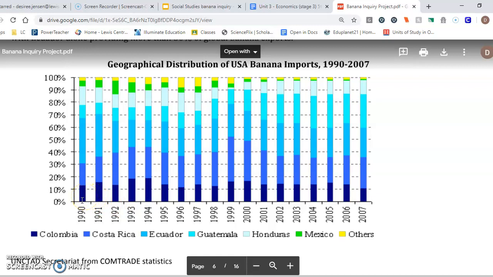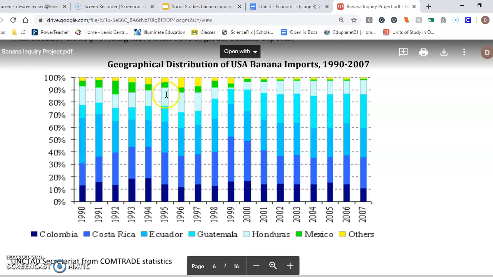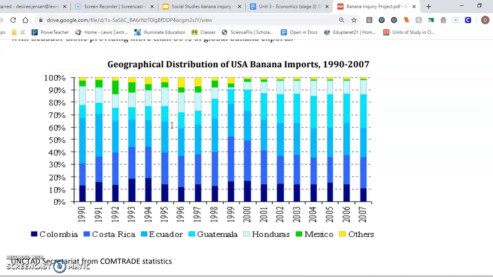So you can see in 1990, you have Colombia making up maybe 13%, maybe 12%. Then we have Costa Rica, Ecuador, Guatemala, Honduras, Mexico, and the others. You can see how that's fluctuated throughout the years. You can see which colors are greater in some years and less in others. You can see which ones are consistently pretty low, and which ones are consistently pretty great.